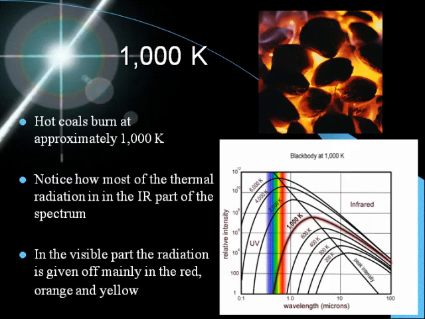So again, at 1,000 degrees Kelvin, we generally see things that are red hot, things like hot coals. And you can tell that most of the radiation that these objects give off is infrared light, because if you hold your hands up to them, you can feel the radiation. It feels hot. That infrared light is very easily absorbed by your skin, converted into heat.